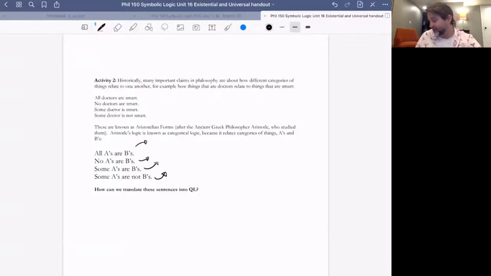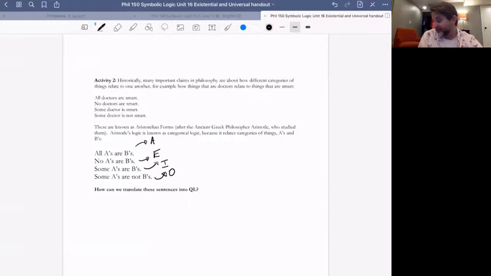In fact, Aristotle indicated these four sentences using vowels. So the first set of sentences have been traditionally called A sentences, all S's are P's. The second form of sentences have been called E sentences, so no S's are P's. And the third form has been called an I proposition. And then the last one is what's called an O proposition. It'll be important why we have these labels in a moment. But how do we signify each of these things?